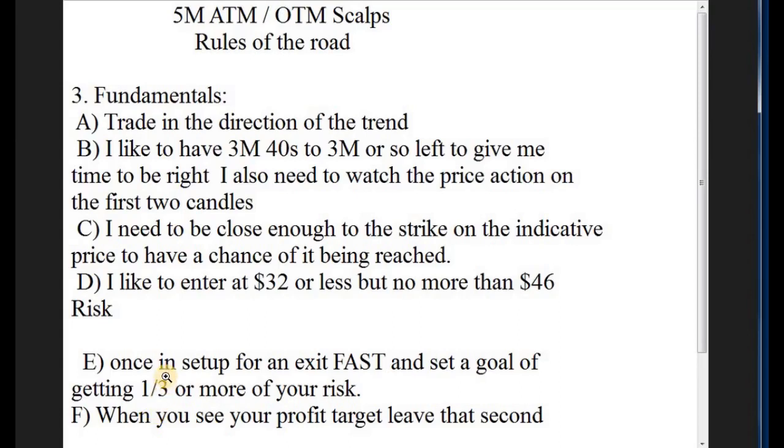Okay, so when you see your profit, leave that second. I'm not waiting. I'm not sitting around thinking, well, I think I can get more. I'm leaving that second. That's all I have, guys. Now we're going to watch this really quick trade. It's 2 minutes of taping. While I jockeyed for position, I wasn't in the trade very long, probably less than a minute.